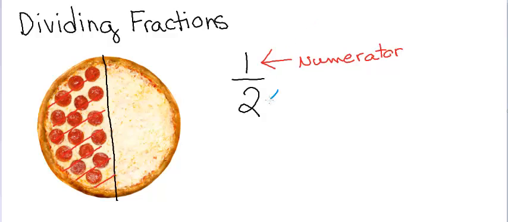The number 2, or the denominator, represents the total number of equal pieces that the pizza has been cut into. Together, the numerator and the denominator make up the fraction, which represents that 1/2 of the pizza is covered in pepperoni. Now that we understand the difference between a numerator, denominator, and fraction, let's look at a reciprocal.